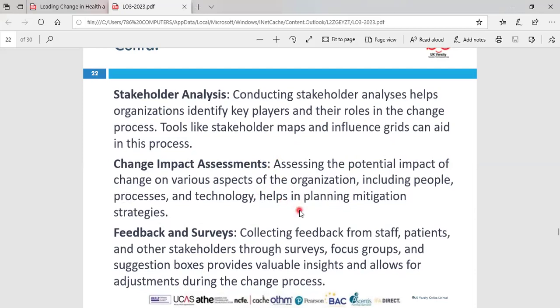This helps in planning a mitigation strategy. So how do you see the impact of this change? You can see it through different feedback mechanisms, through different questionnaires, different surveys. There you have them here.